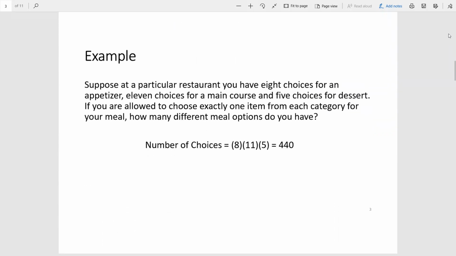Example, suppose at a restaurant you have 8 choices for an appetizer, 11 choices for a main course, and 5 choices for dessert. The total number of choices is just the product of all 3 choices. So you have 8 times 11 times 5, which is 440 choices for the different meal combinations.